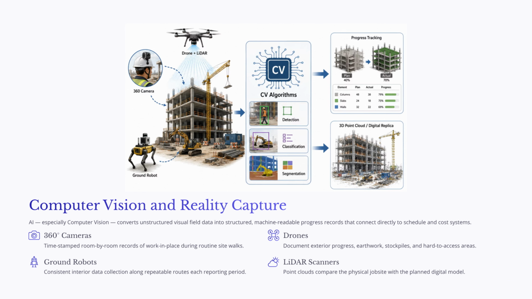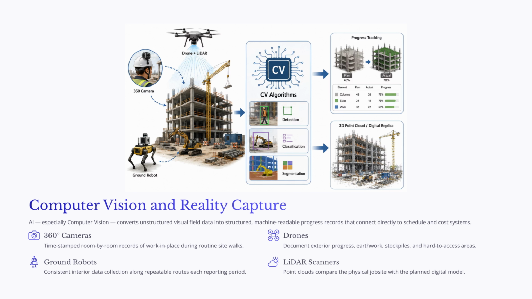One of the most important ways AI supports project controls is through computer vision and reality capture. Computer vision allows computers to interpret information from images, videos, scans, and other visual records. In construction, this means that visual field data can be transformed into measurable progress information. Reality capture is the process of regularly digitizing the physical job site. Several technologies can support this process.